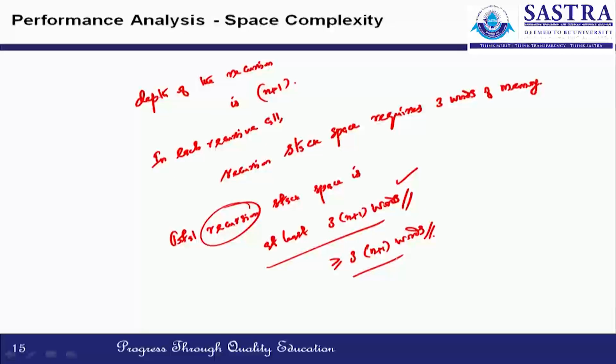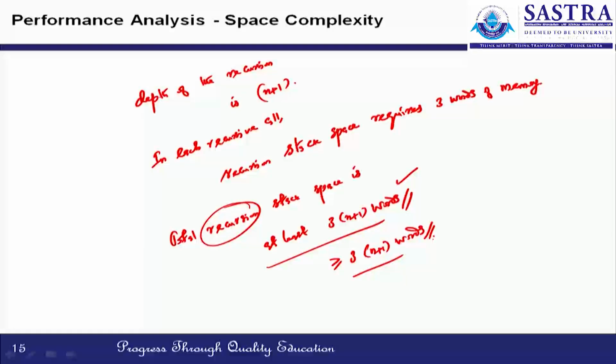Hence, in the recursion stack space, we need to include the space requirement for the formal parameters, the local variables and the corresponding return address. Including all these things, in the recursive sum of n elements algorithm, finally we have concluded the total recursion stack space required is greater than or equal to 3 into n plus 1 words. This is the way of finding the space requirement of an algorithm.